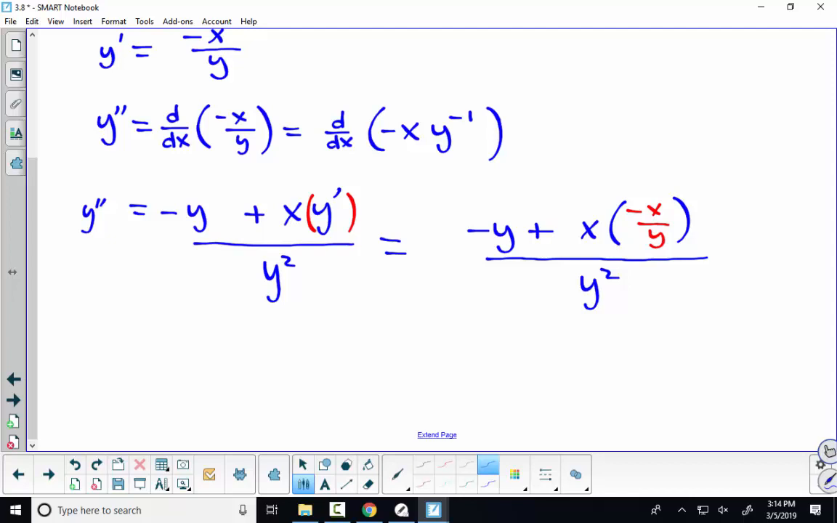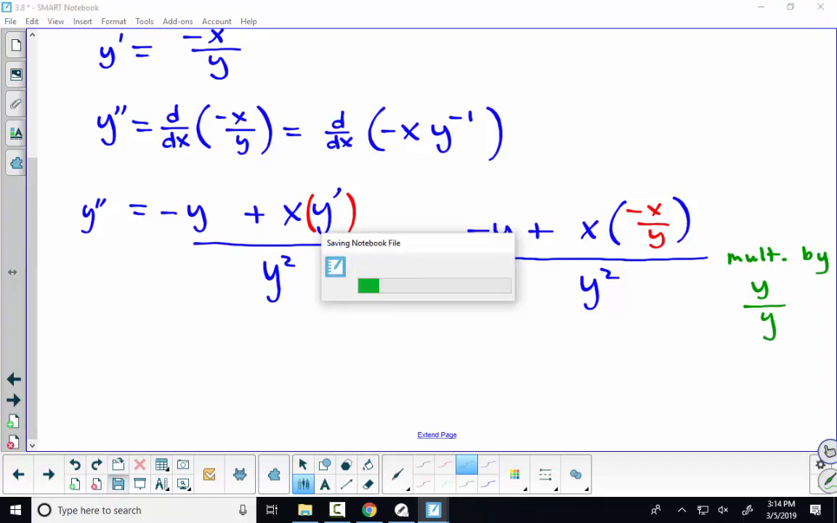Okay. So I mean, that seems okay as it is. We don't have any derivatives showing up, but we can simplify this. It actually simplifies really nicely. So we've got some sort of mixed fraction, looks weird. From this point, what we're going to do is multiply by y over y. So we'll continue this on Thursday.